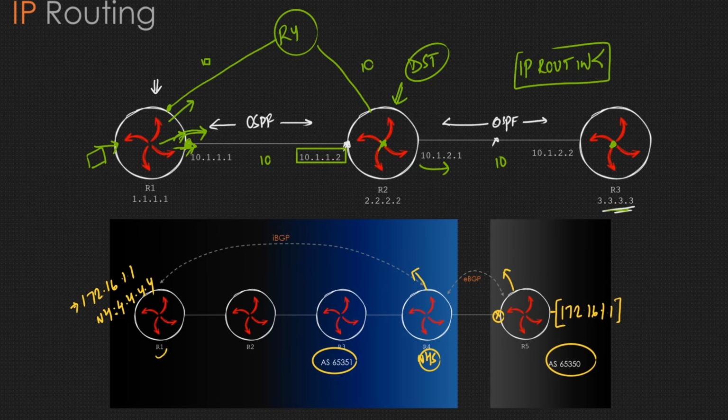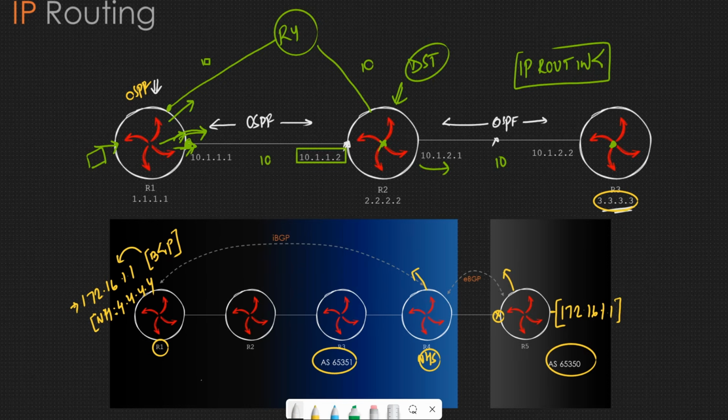For example, R1 wants to reach R5's 172.16.1.1. So what will happen here? In this case, this is a route learned from protocol BGP. Earlier, this route, 3.3.3.3, was learned from protocol OSPF, because we have OSPF here, right? Now BGP is the protocol which advertised this one, and whenever BGP advertises this, it advertises with a protocol next hop. When a protocol next hop is there, the router will check in the routing table first, and based on this routing table, it will come to know this was learned from BGP. It will also check the next hop.